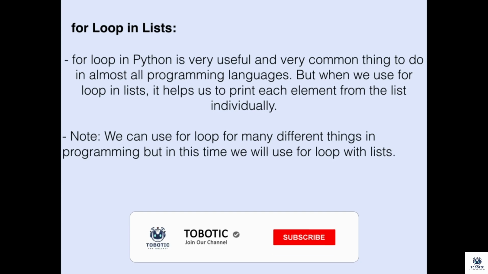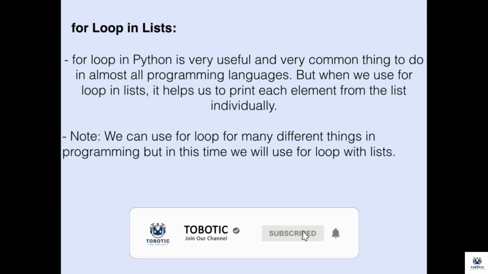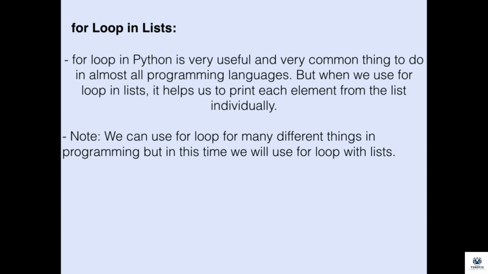For loop in Python is very useful and very common thing to do in almost all programming languages. But when we use for loop in lists, it helps us to print each element from the list individually. Note, we can use for loop for many different things in programming, but this time, we will use for loop with lists. Let's see how.